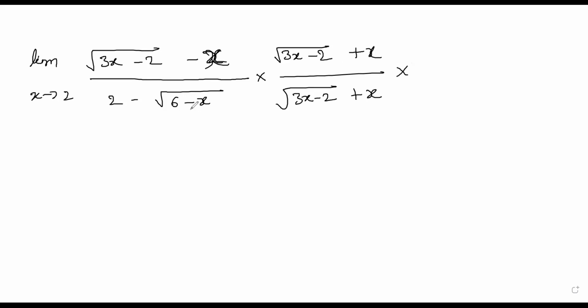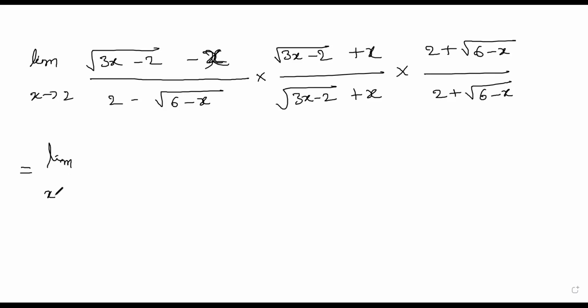Now that is for the numerator. For the denominator, you have to do it once again. So you get 2 plus square root of 6 minus x, divided by 2 plus square root of 6 minus x. This is for the denominator. So this becomes the limit as x extends to 2. When you club these two together, you get 3x minus 2 minus x square on the top.